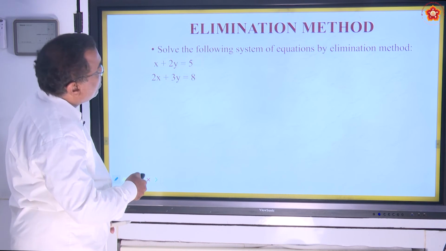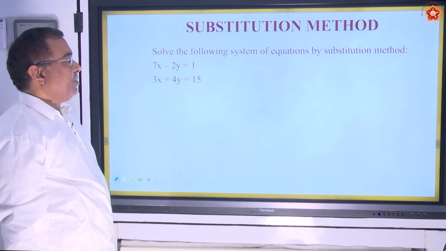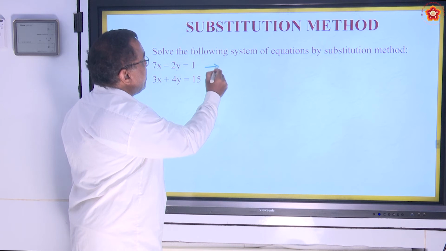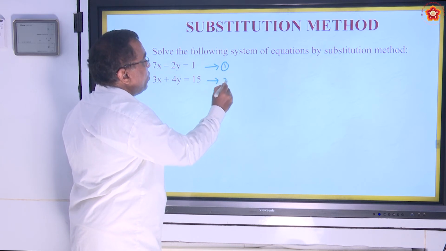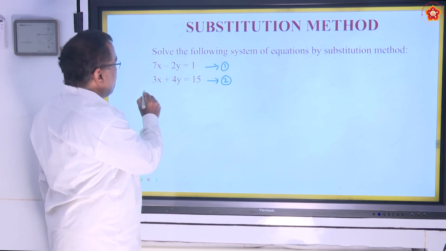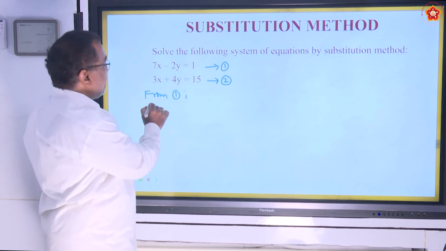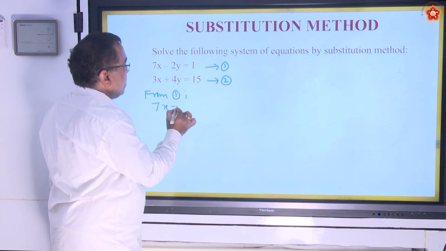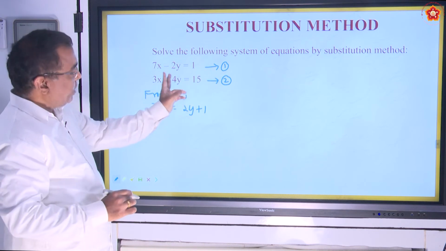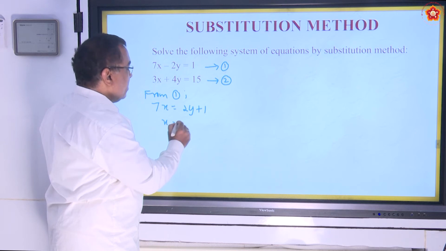Next we shall move on to the second method, the substitution method. Consider these two equations again. Mark them as equation number 1 and 2. Here, from the first equation, you can write 7x equals 2y plus 1. I'm bringing this minus 2y to the right hand side, so there is a change of sign. That will give the value of x.